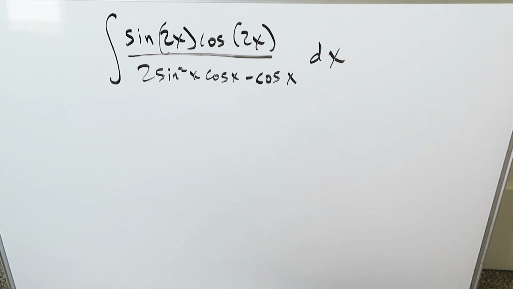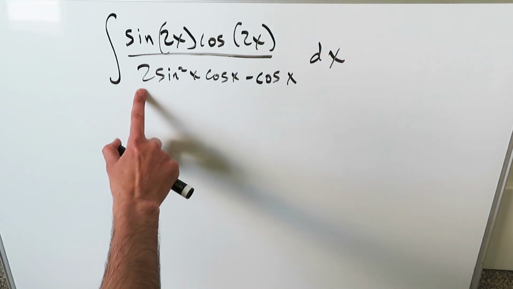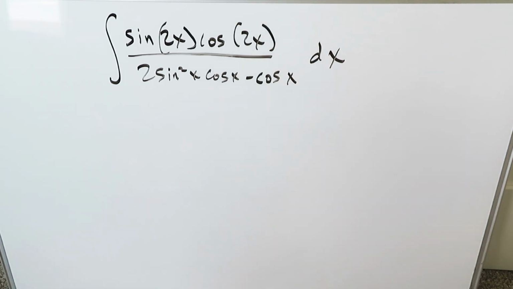I am Mr. Ish. We're looking here at a very interesting trigonometric integral, and surprisingly very easy. We have the integral of sine 2x cosine 2x in the numerator. In the denominator, 2 sine square x cosine x minus cosine x dx. Everything here with regards to the ease of this integral depends on trigonometric substitutions.